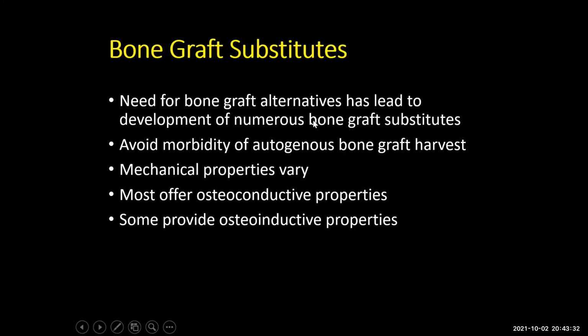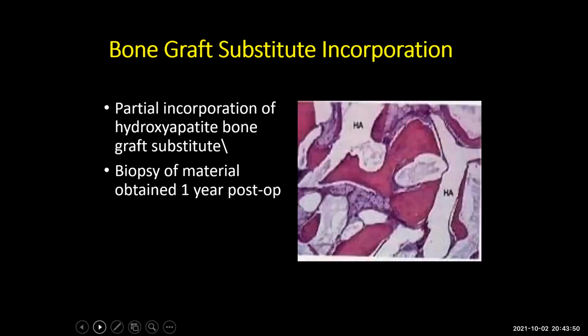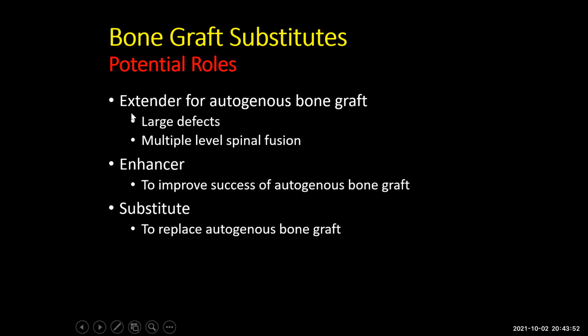Now coming on to the important part, a commonly asked question: bone graft substitutes. The need for a bone graft alternative has led to the development of graft substitutes. They avoid the morbidity of autogenous bone graft harvesting and provide mechanical properties. Most of the osteoconductive and inductive properties are also there. So they are used as extenders, enhancers, or substitutes.